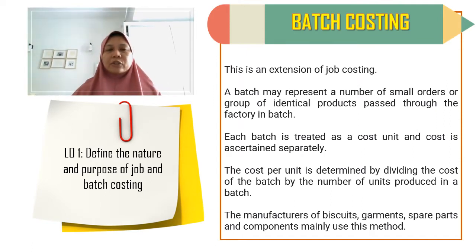So, what is batch costing? Batch costing is an extension of job costing. A batch may represent a number of small orders or group of identical products passed through the factory in batch. Each batch is treated as a cost unit and cost is ascertained separately. The cost per unit is determined by dividing the cost of the batch by the number of units produced in a batch. The manufacturers of biscuits, garments, spare parts, components mainly use this method.